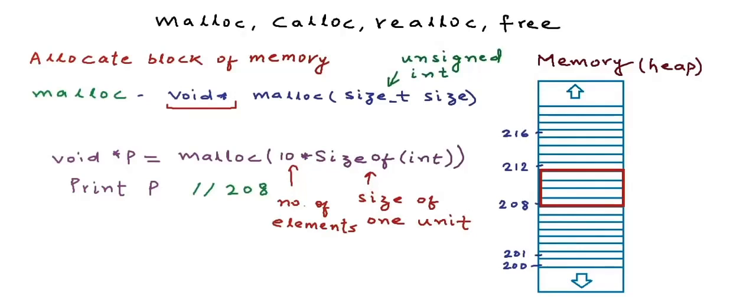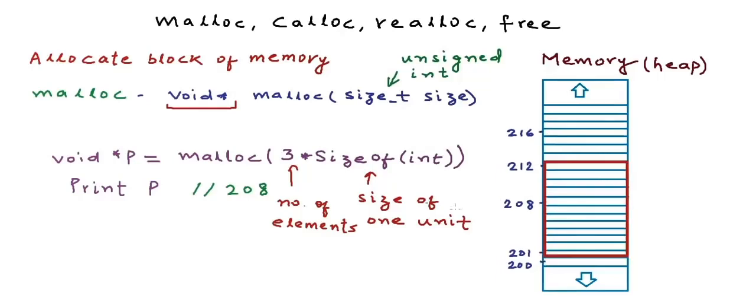Let's say we want to have space for 3 integers. I have picked 3 so that I have enough space to allocate memory in the figure that I'm showing here. Let's say this block of 12 bytes is allocated because the size of integer is typically 4 bytes. So this starting address would be 201.